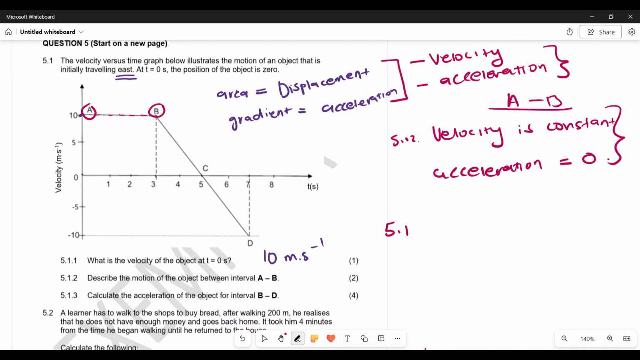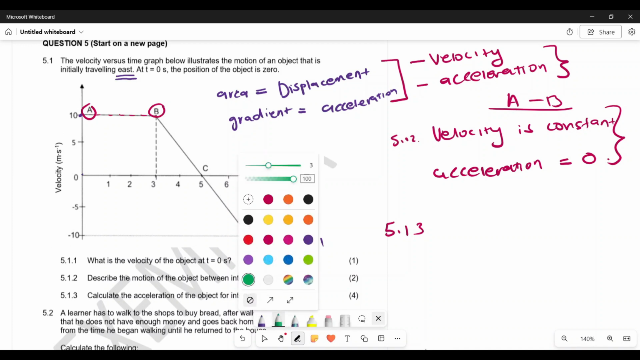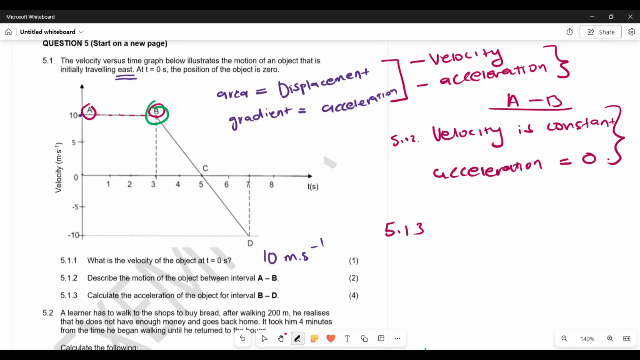Now, what about 5.1.3? Calculate the acceleration of the object for the interval B and D. Now, let me highlight those two intervals. This is B, this is D. And also, let me just give you a question, right? Which 2 points would represent a phase whereby acceleration was at its highest? Acceleration will be at its highest between 2 points that form the longest line in the graph. Can you see that B to D is the longest line we have on the graph? So from B to D, this is where acceleration is at its greatest.